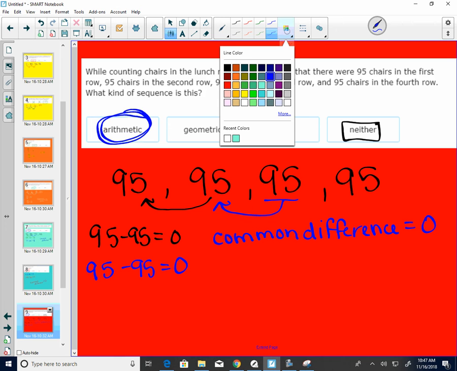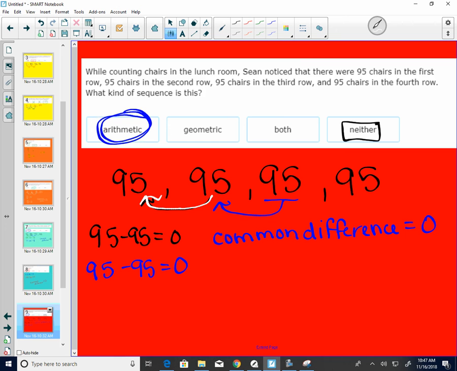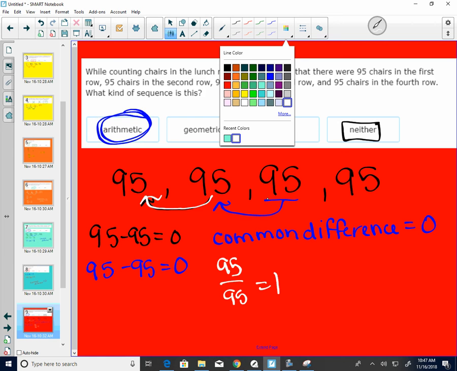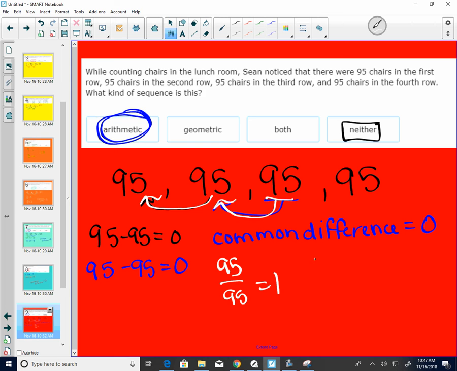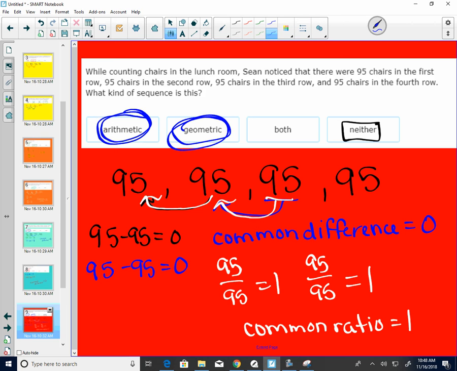But I also want to point out that if we do 95 divided by 95, we get 1. And if we do this 95 divided by that 95, we get 1. So it has a common ratio that is equal to 1. So it appears it's also geometric. In this case, the answer is both: it is both geometric and arithmetic.